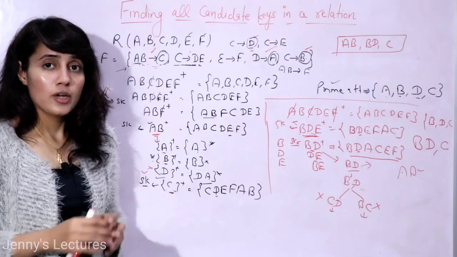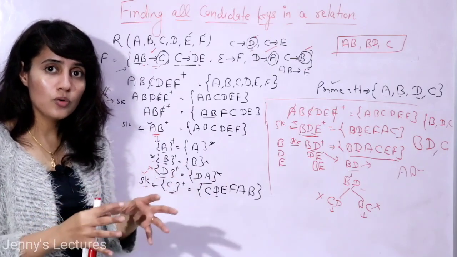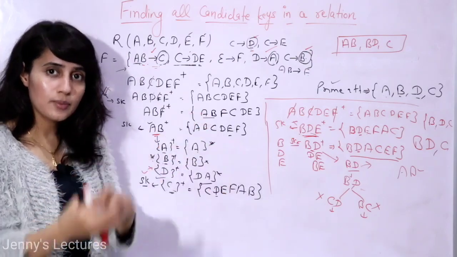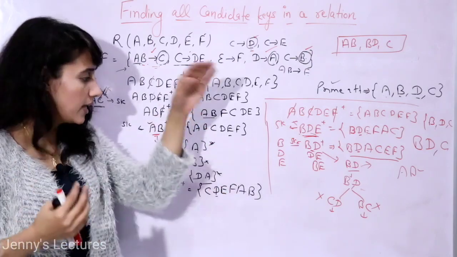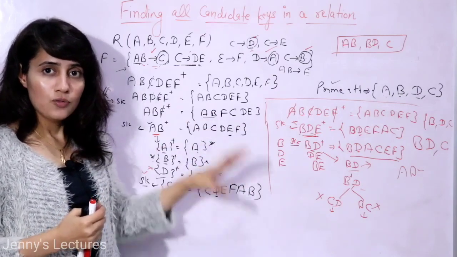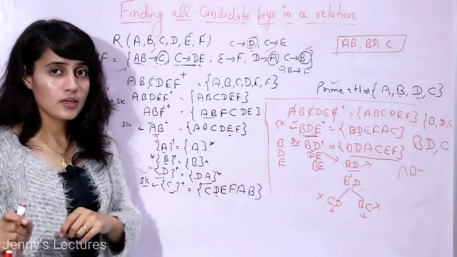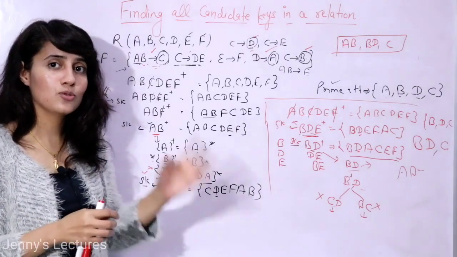Fine. So from the next video I'll start normalization. I hope you got the concept of functional dependency, attribute closure, and how to find out the candidate keys in a relation. These are very important topics. If you got these topics, then only you can get the normalization concept very easily, right? So from the next video I'm going to start normalization.